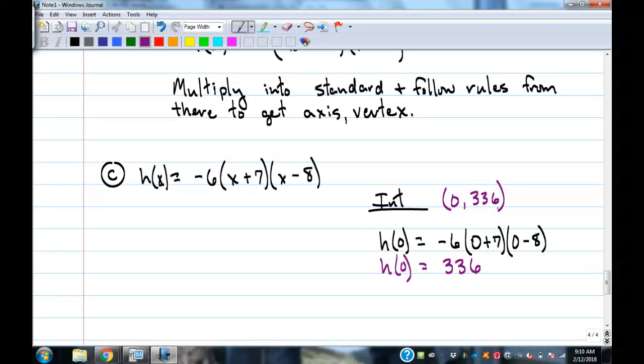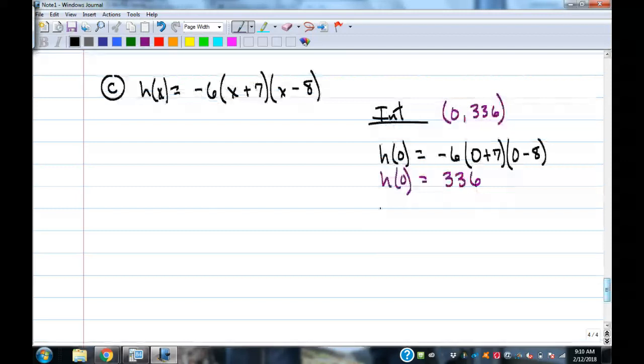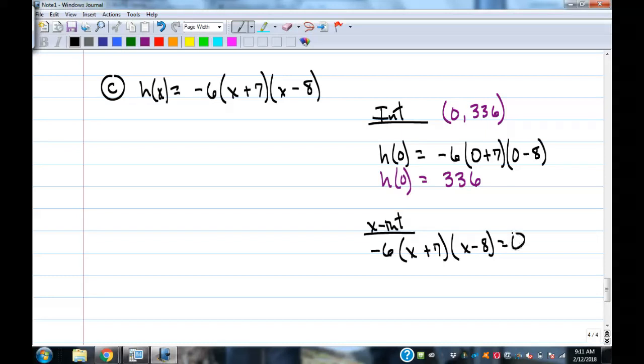So really, really high on the y-axis. This definitely wouldn't be one where graphing it would be how I would get my y-intercept. Sometimes that is a handy thing. X-intercepts should be even easier. So we're going to take that equation, set it equal to 0. I'm going to get rid of that negative 6 by dividing. So that gives me x plus 7, x minus 8 equal to 0.